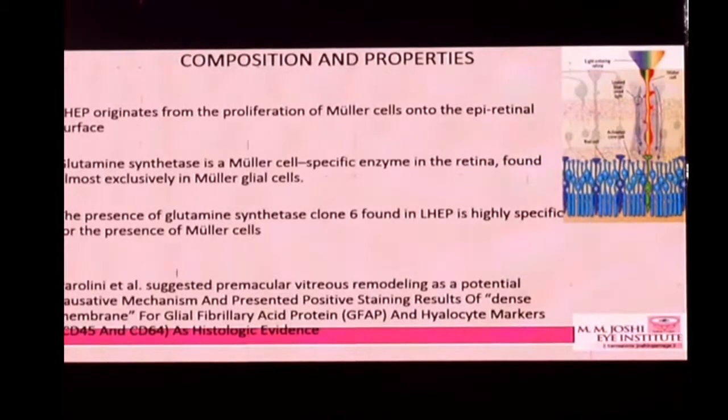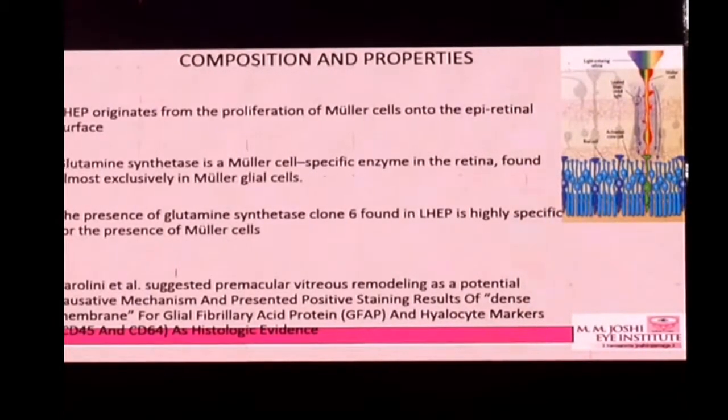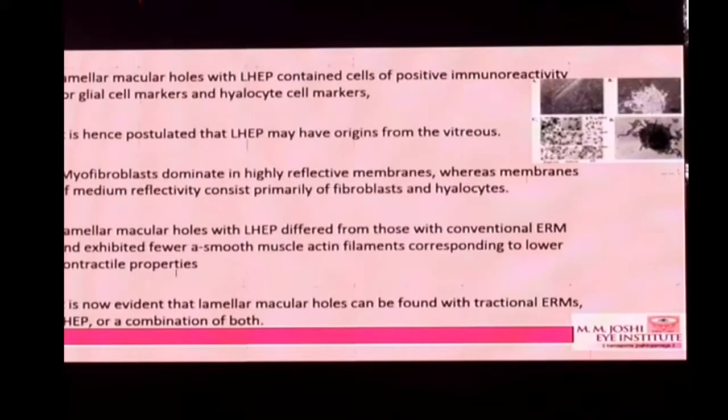Some thought that it is due to the Muller cells that go onto the epiretinal membrane, and they tried to look into glutamine synthetase as a Muller cell specific enzyme. The presence of glutamine synthetase clone 6 found in LHEP is highly specific for Muller cells. Parolini et al. suggested premacular vitreous remodeling as a potential causative mechanism. Lamellar macular holes with LHEP contain cells of positive immunoreactivity. It is postulated that LHEP may have origins from the vitreous.